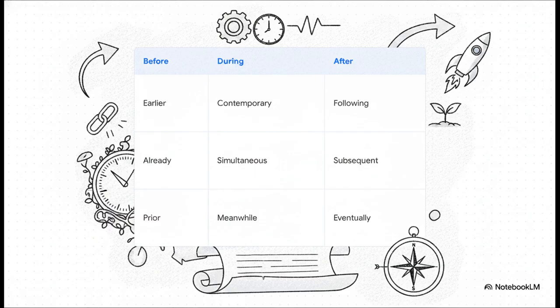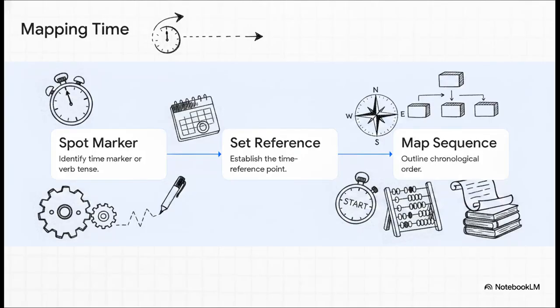Words like earlier or already, well, they drop our anchor right in the past. Words like contemporary or meanwhile tell us two things are happening at the exact same time. And terms like subsequent or eventually point our compass straight into the future. Spot these, and the timeline basically builds itself. And hey, it's not just adverbs. The verbs themselves are temporal markers.